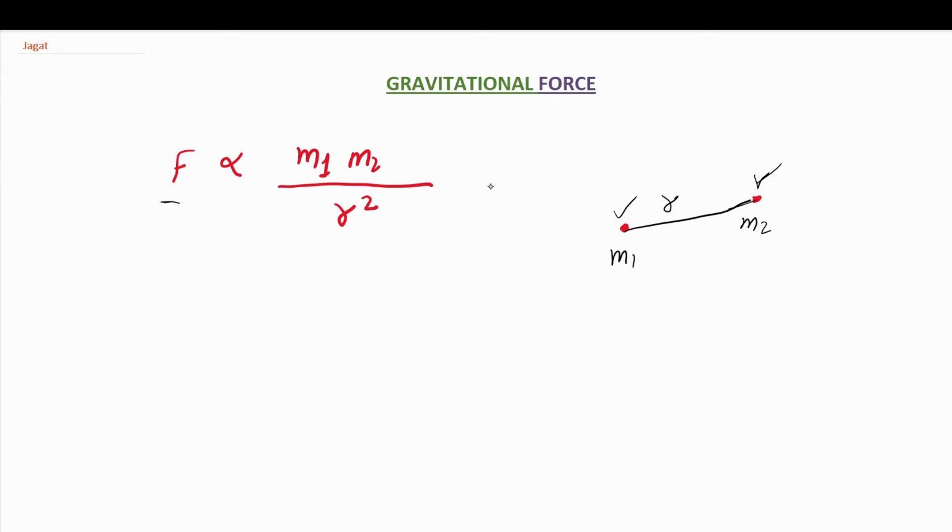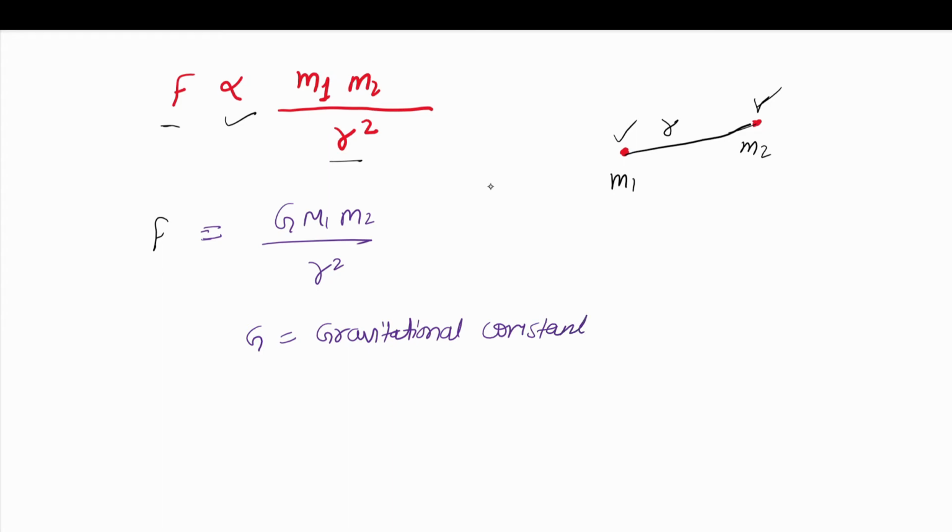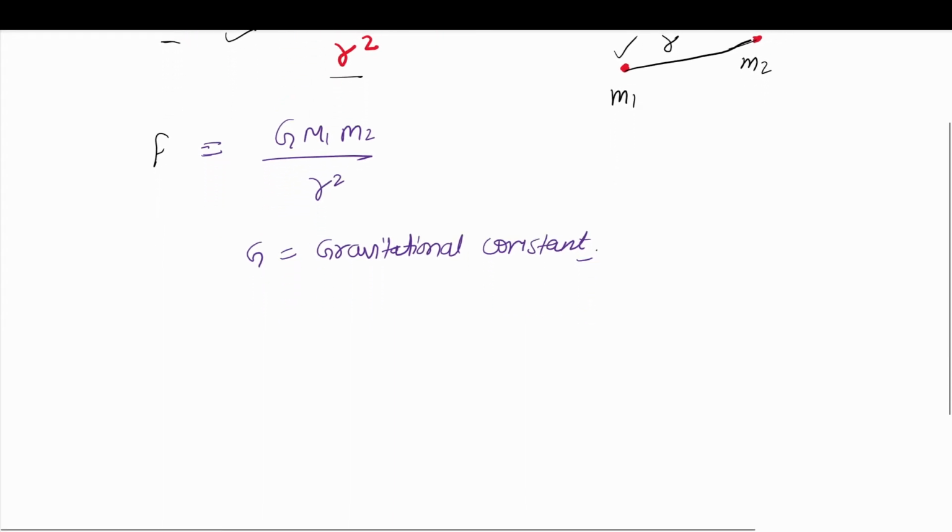So the force between these two masses is: F is proportional to m1 m2 divided by r square. By removing the proportionality sign, if I write its magnitude only, F is equal to G m1 m2 over r square, where G is the gravitational constant, and m1 and m2 are the two masses between which we have gravitational force.